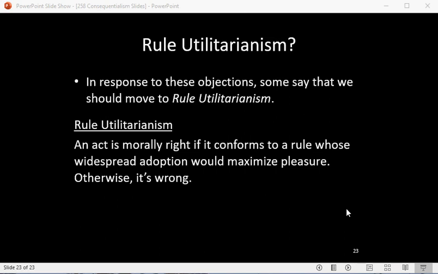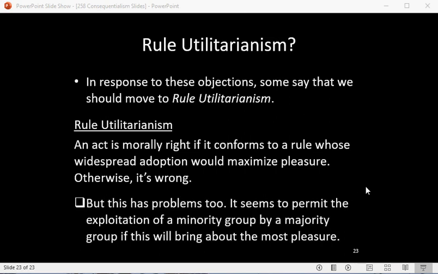Okay. So rule utilitarianism is kind of an attractive theory. On the other hand, like any philosophical theory, it has problems too. Here's just one. Rule utilitarianism would seem to permit, as morally acceptable, the exploitation of a minority group by a majority group if this is going to bring about the most pleasure. A rule that says that the majority could exploit the minority, if the widespread adoption of that would maximize pleasure, because hey, the majority is the majority. Rule utilitarianism seems to imply that this exploitative, maybe even very cruel behavior is morally right, because exploit the minority is the rule whose adoption would maximize pleasure.